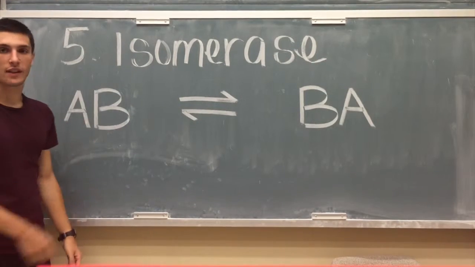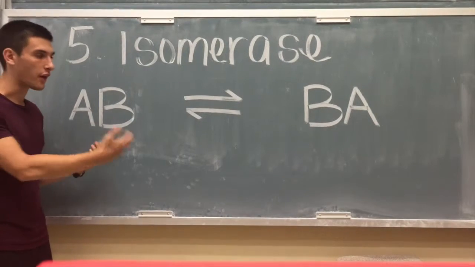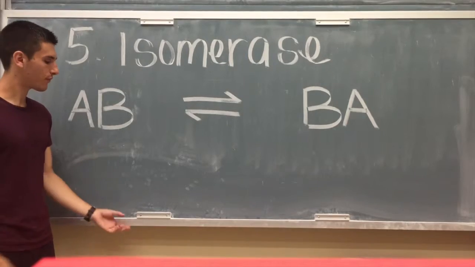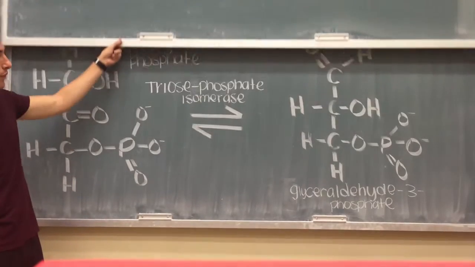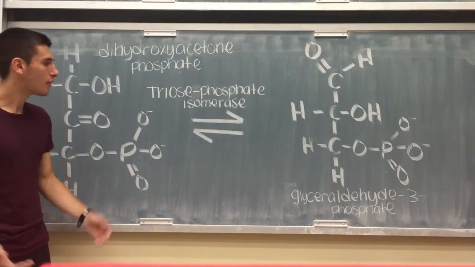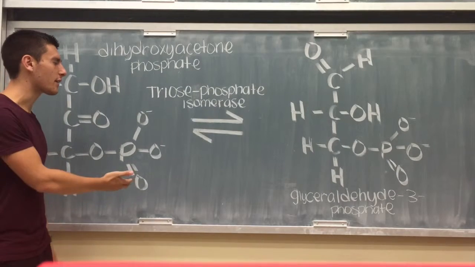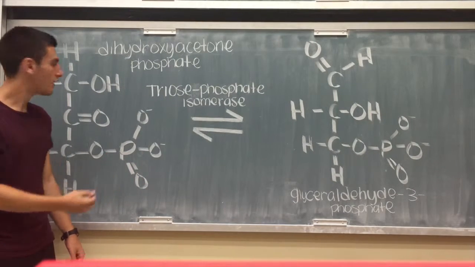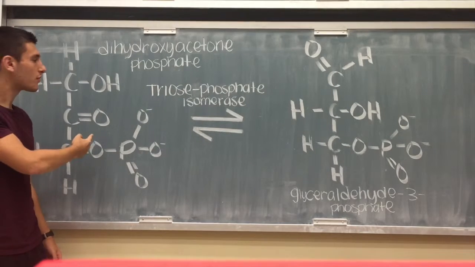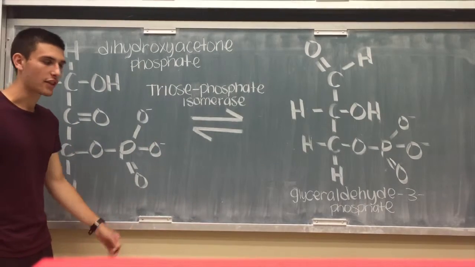The fifth class of enzymes are isomerases, which catalyze the conversion of one molecule to another. The atoms stay the same, but the chemical bonds in the molecule rearrange. In this example, dihydroxyacetone phosphate, or DHAP, is converted into its isomer glyceraldehyde 3-phosphate by the enzyme triose phosphate isomerase. The atoms in both molecules stay the same, but this keto group switches with the hydroxyl group at the terminal carbon, turning it into glyceraldehyde 3-phosphate.